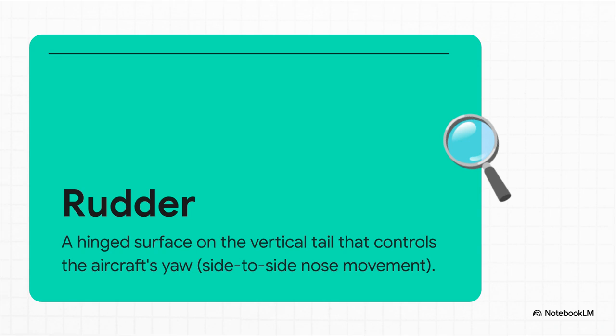And that brings us to our third movement, yaw. Now this one's controlled by the pilot's feet using the rudder pedals. You push the left pedal, the rudder on the tail fin deflects to the left, and it pushes the tail to the right. The result? The nose of the plane swings, or yaws, to the left. It's a lot like the rudder on a boat, really.